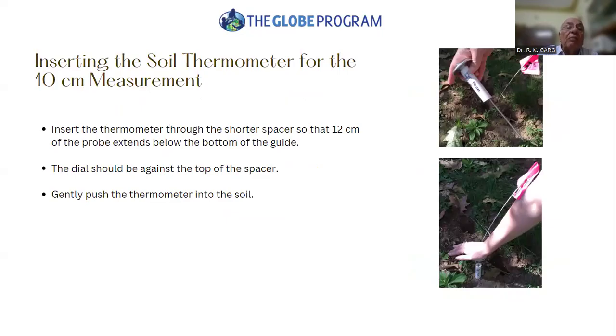Now, for 10 centimeter measurements, insert the thermometer through a shorter spacer. This is a longer spacer, and this is a shorter spacer. The shorter spacer is always used for the measurement at the 10 centimeter depth. So the probe should go 12 centimeter inside the soil, and keep the dial, which we call a dial type thermometer, against the top of the spacer, and then we again gently put it. Next, please.